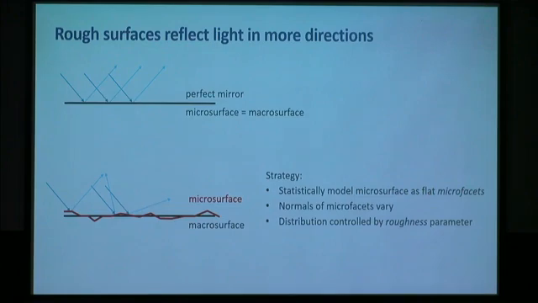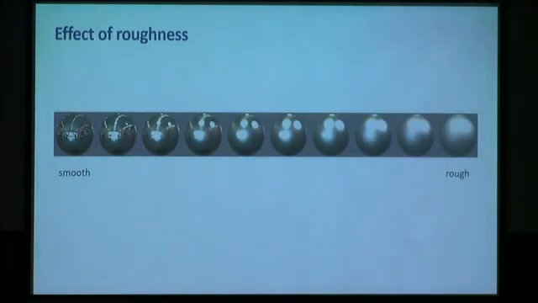So what's the effect of roughness? Well, it's roughly this. This is a completely smooth rendered ball reflecting a lighting environment, and then as you increase the roughness parameter to be completely rough, you get a very diffuse metally surface there.